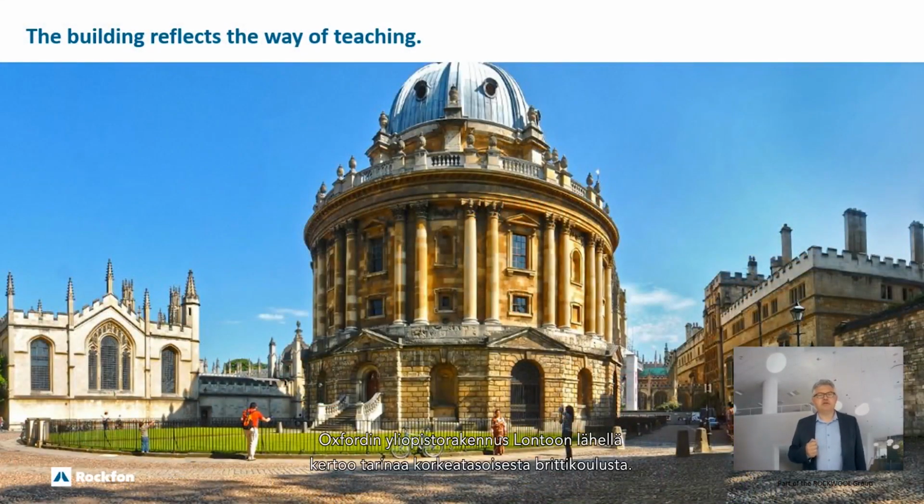The Oxford University building near London tells the story of a decent British school of a high level. School buildings and school designs will become more and more a reflection of the way education takes place in the building. The way of teaching affects the physical design of the school. Once the academic offering changes, buildings will need to be able to respond to that.